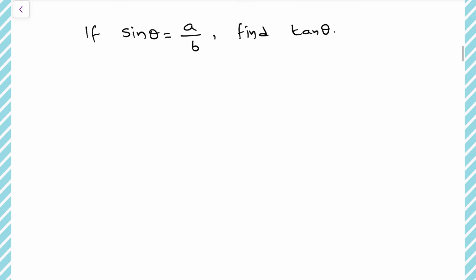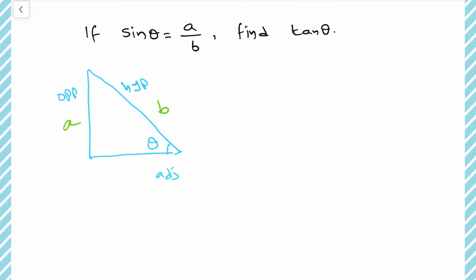Next, if sin theta equals a by b, then find the value of tan theta. Draw one right angle triangle. This I am taking as theta. For this theta, this will become the opposite side, this will become the adjacent side, and this is as usual the hypotenuse. So sin theta equals a by b. Sin theta is nothing but opposite by hypotenuse, so opposite is a and hypotenuse is b.